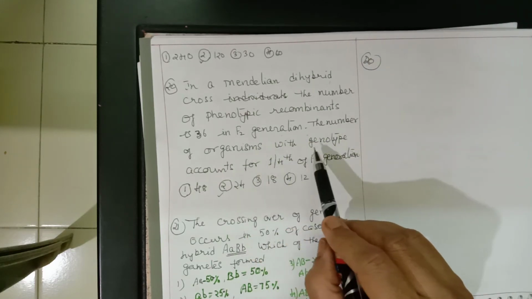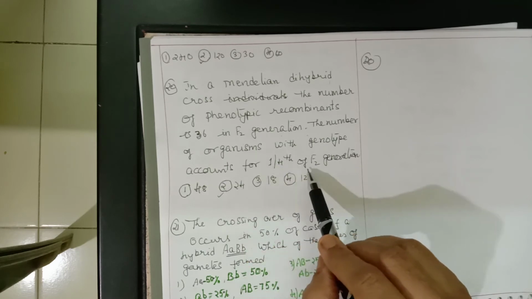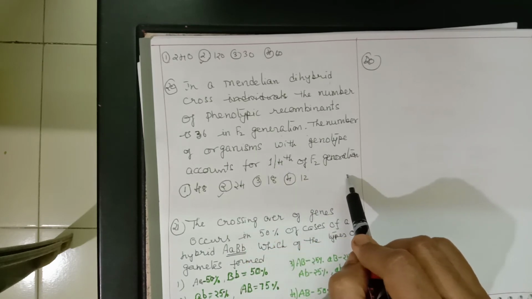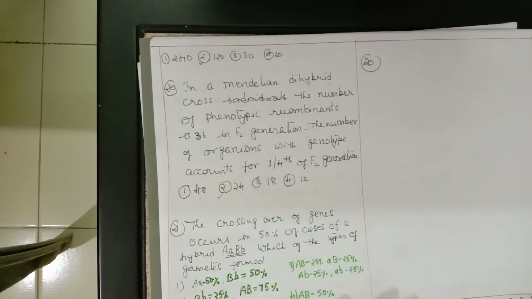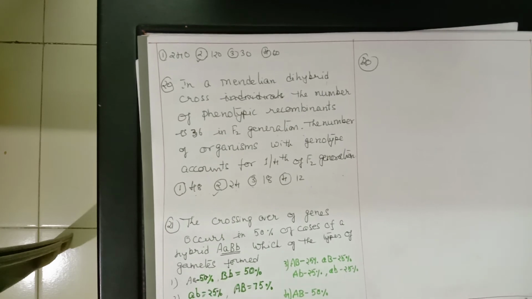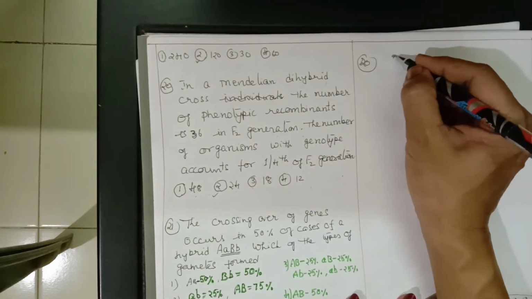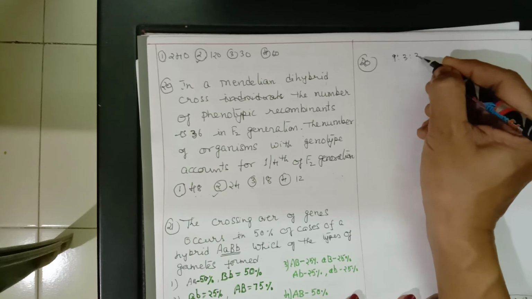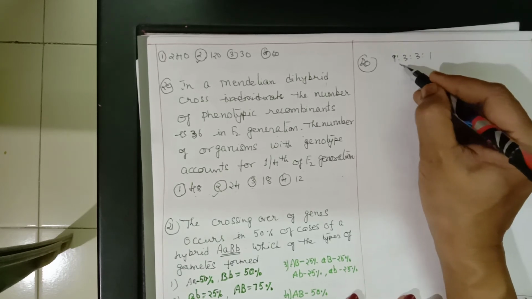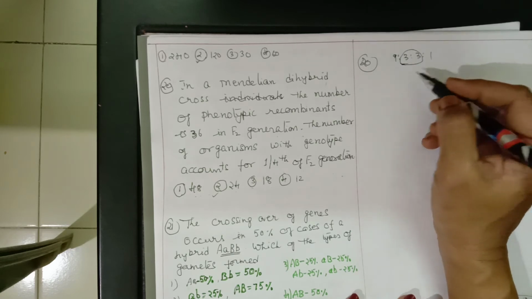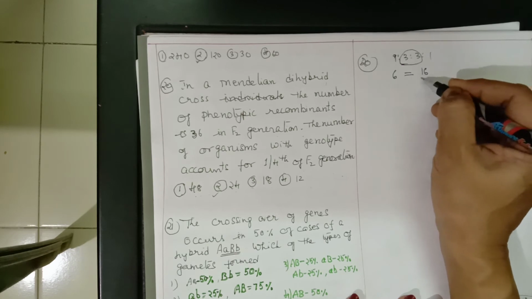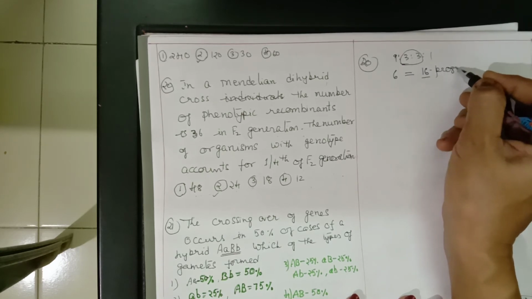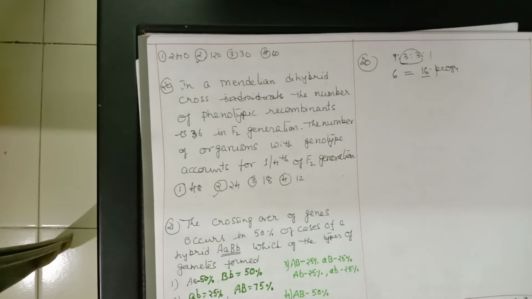The number of organisms with genotype accounts for 1/4 of F2 generation. So what will be the number? Here options given are 48, 24, 18 and 12. So number of phenotypic recombinants, when we take a dihybrid cross, already in the previous question we have seen, it is in this ratio: 6 are the phenotypic recombinants. So if 6 are the phenotypic recombinants, what is the number of progeny? Total progeny is 16. 6 are the phenotypic recombinants. We got total progeny as 16.